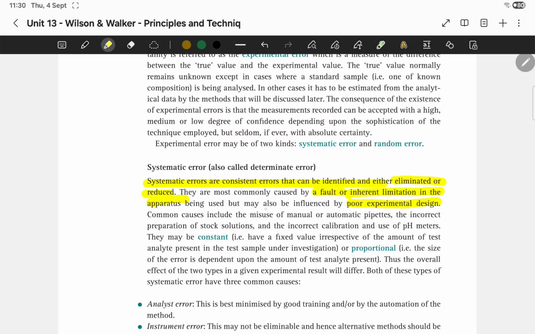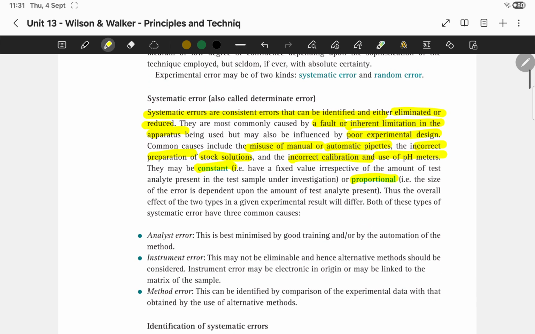Common causes include the misuse of manual or automatic pipettes, the incorrect preparation of stock solution, or incorrect calibration and use of pH meters. They may be constant, that is, have a fixed value irrespective of the amount of test analyte present in the test sample under investigation, or proportional, that is, the size of the error is dependent upon the amount of test analyte present. Thus, the overall effect of the two types in a given experimental result will differ.